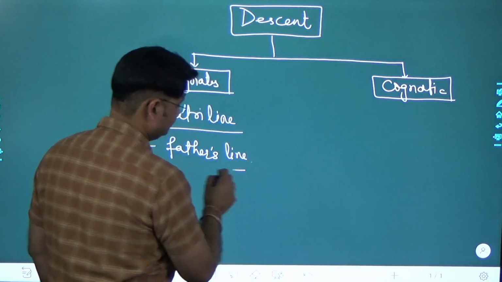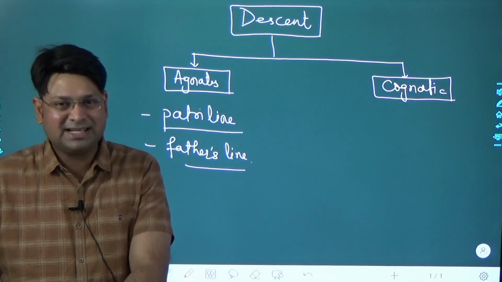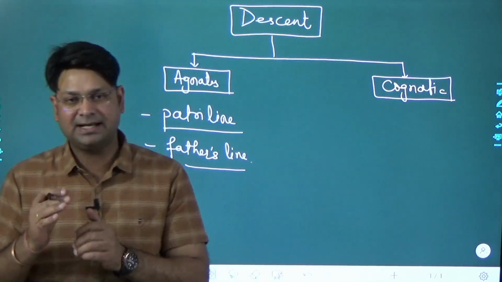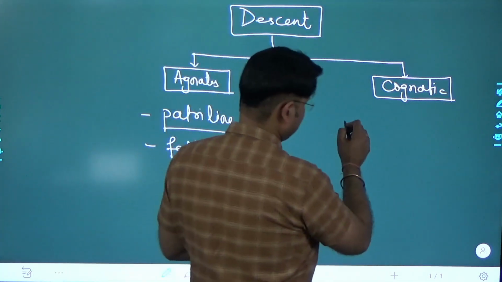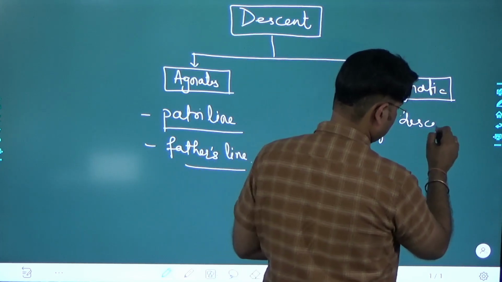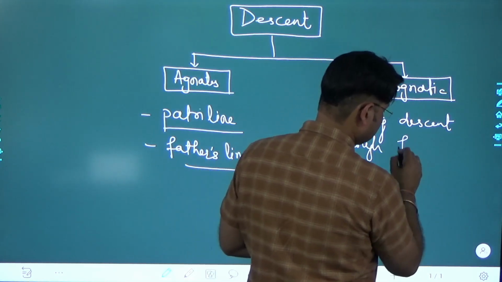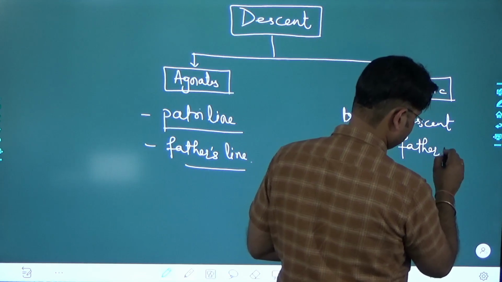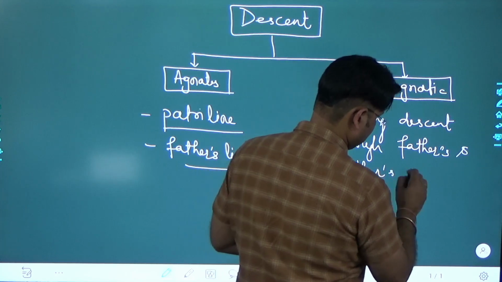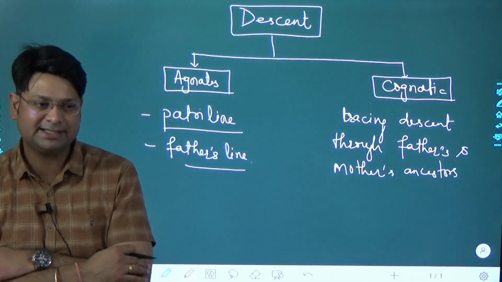On the other hand, cognatic descent means tracing kinship through both mother and father's ancestors, right? Tracing descent through fathers and mothers. Ancestors, both ancestors you can say, are looked into in cognatic descent.